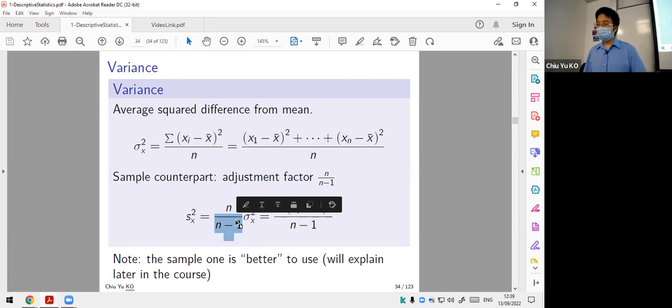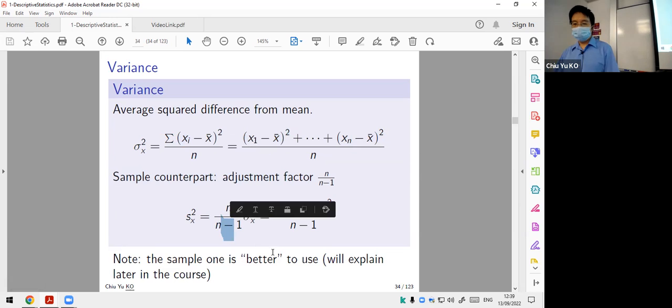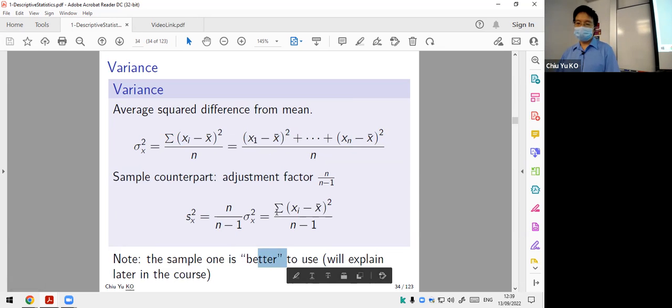So what it means is if you use the formula that is supposed to be used for the whole population on the sample you're using, then you underestimate. So you have to adjust upward. Okay, so that's the idea. As I said, it's better to use this, but I'll explain later. It's not that bad, but some adjustment is better.